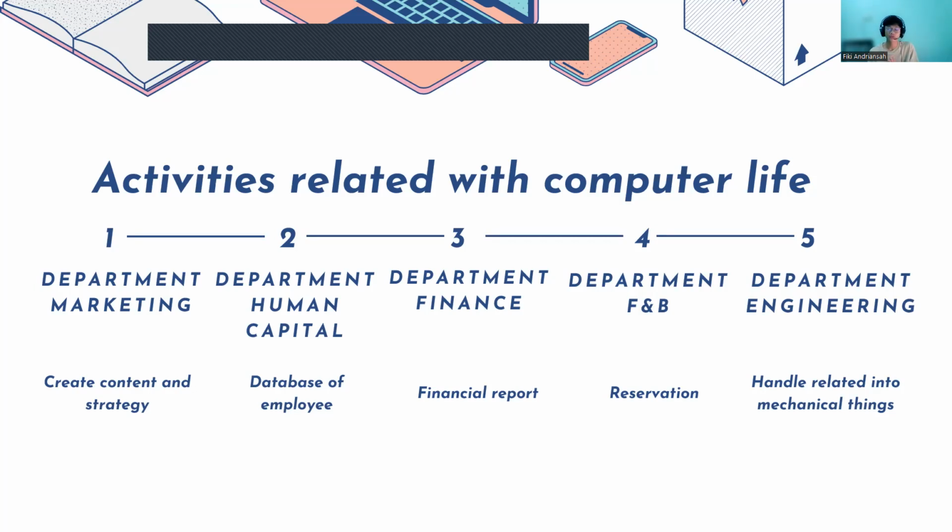And then the next one is food and beverage. As we know, a hotel not only offers rooms that we can stay in or other services, but also food and beverage itself. So we can call it a restaurant, or we can call it a cafe inside the hotel itself. And of course, one of the activities is taking reservations, and reservations always have connections with the computer. So of course, the F&B department uses computers in their daily activities.